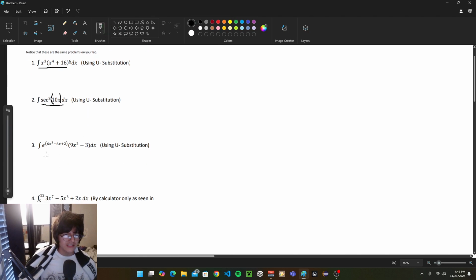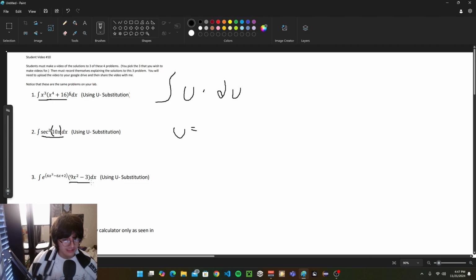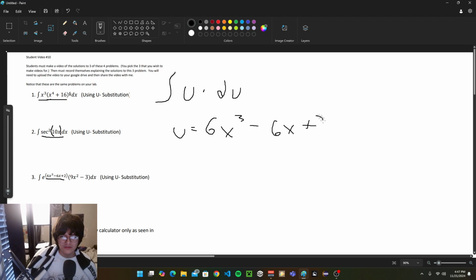Next question is e to the power of 6x cubed minus 6x plus 2, times all that being multiplied by 9x squared minus 3x. So here we're going to rewrite this with u and du. So here our u, you might think it's this because that's what's in the parentheses, but no. If it has an e and it's to the power of something, this is going to be our u. So 6x cubed minus 6x plus 2 is our u.